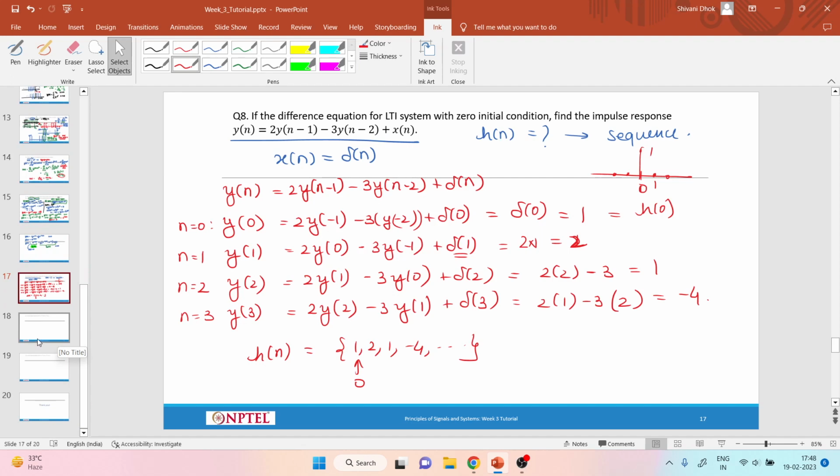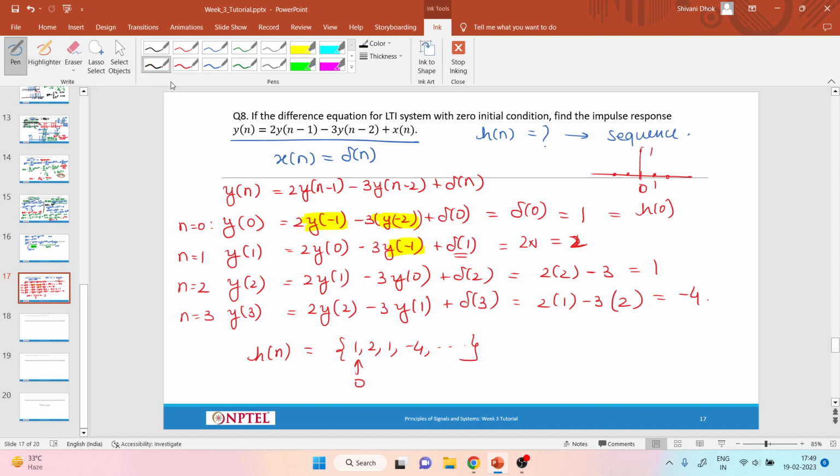Madam, here the only condition given is zero initial condition. How did we use that here? Zero initial means previous values, y of minus 1 and y of minus 2, are zeros. Okay, so only y of 0 will be there. Yes, y of 0, right.